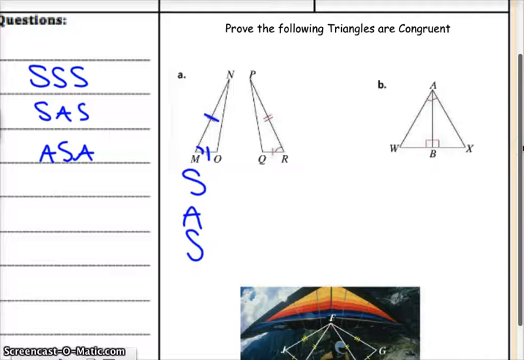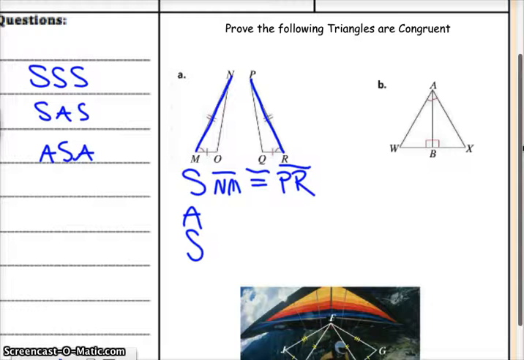Okay, so side. I'm just going to start with the side. I'm going to say segment NM is congruent to segment what? PR. Segment PR. So segment NM is congruent to PR. I can't just say they're sides. I have to show that they're congruent.